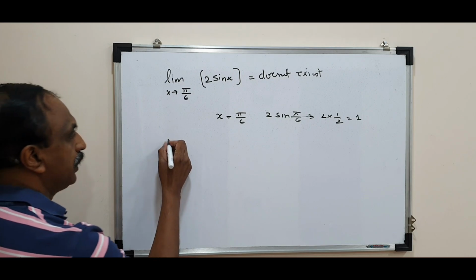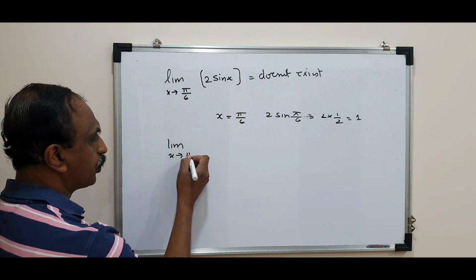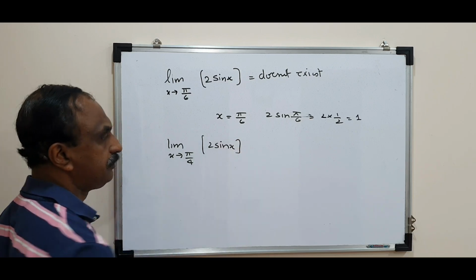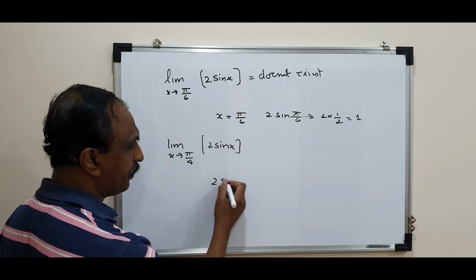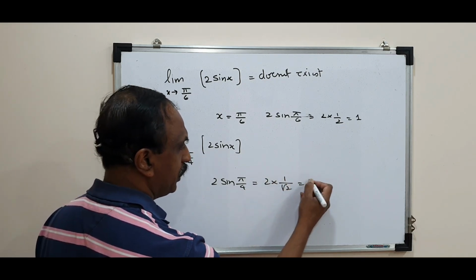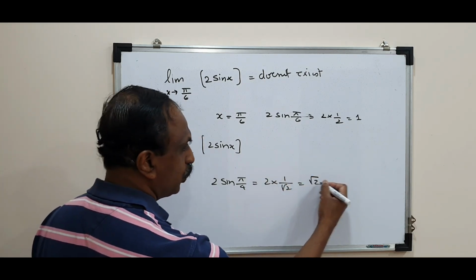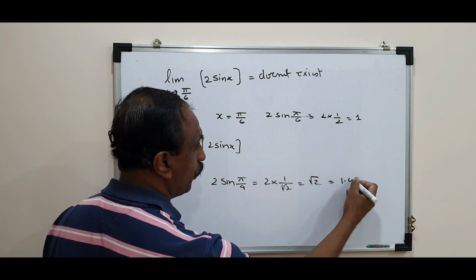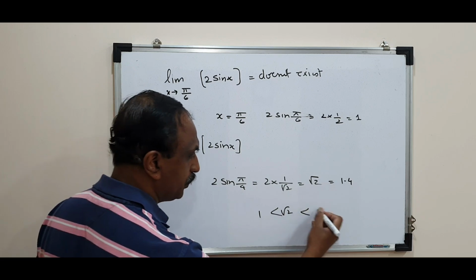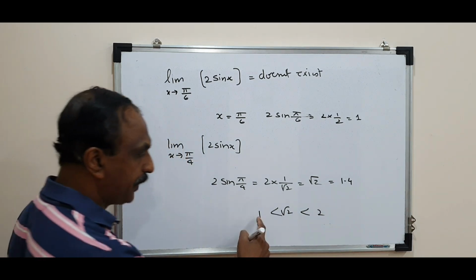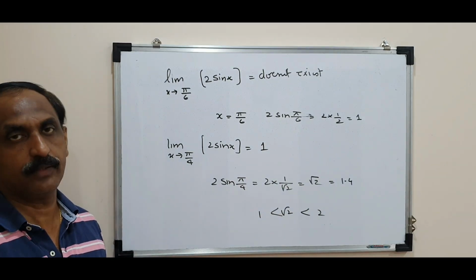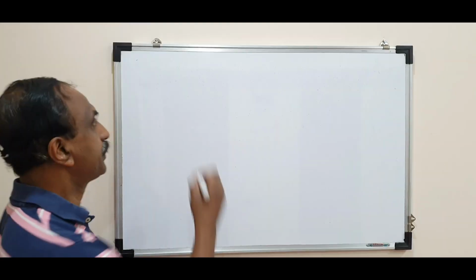Another example. Limit x tending to pi by 4, 2 sin x. So what is the value of 2 sin pi by 4? That is 2 into 1 by root 2, which is root 2. Root 2 is approximately 1.4, which means root 2 lies between 1 and 2, which means the lower integer is 1. So the limit of this function is 1. This is how you can calculate.